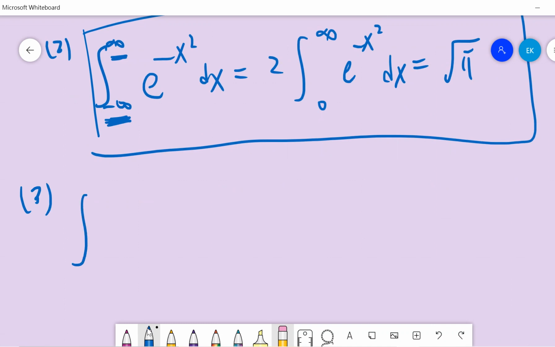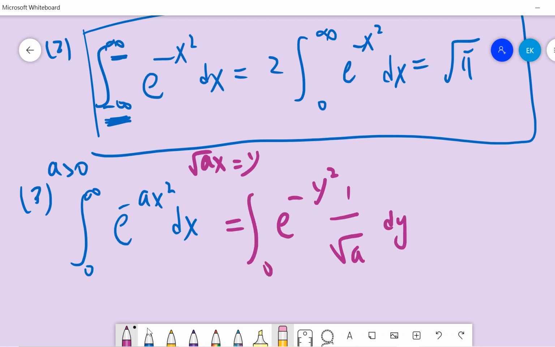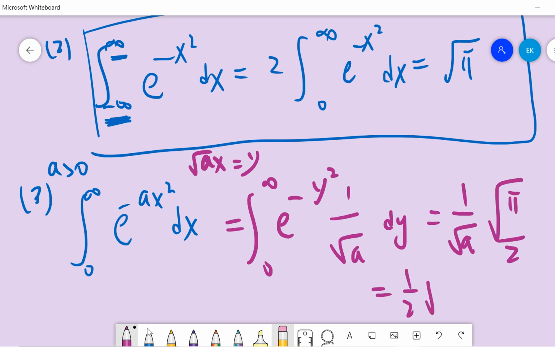And the third is that some people will see this, where a is larger than 0. Basically you just use the change of variable. You change √a x to y and plug in. Then you will see this is just exponential minus y squared, and dx is just dy over √a, from 0 to infinity. So we have 1 over √a times √π over 2. Basically just this one.